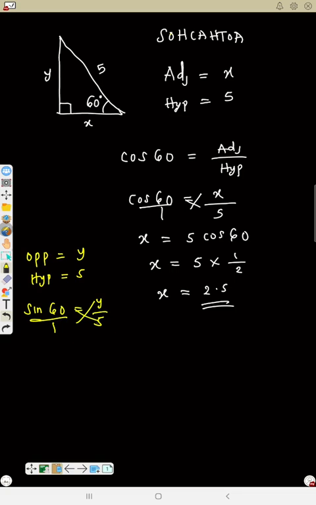This is over 5. Cross multiply. y is 5 sine 60. So y is 5 times root 3 over 2. y is equal to 5 root 3 over 2.